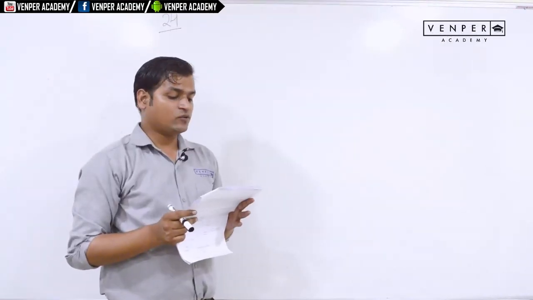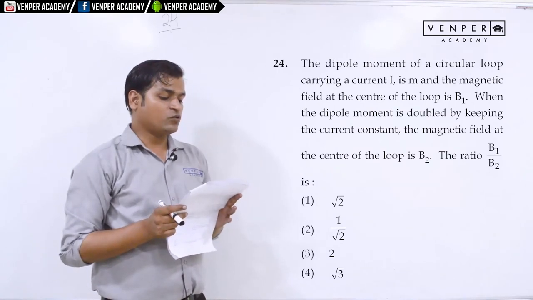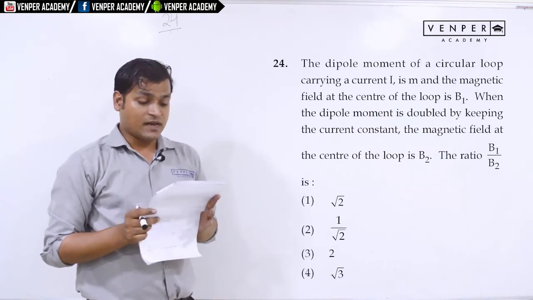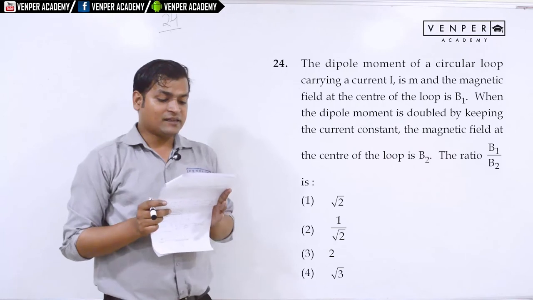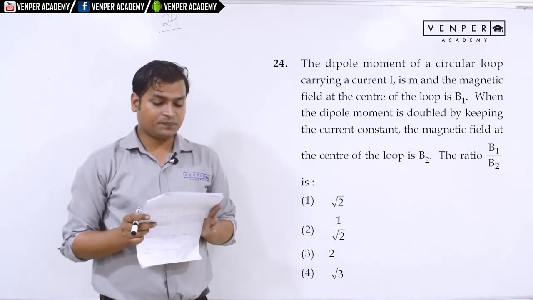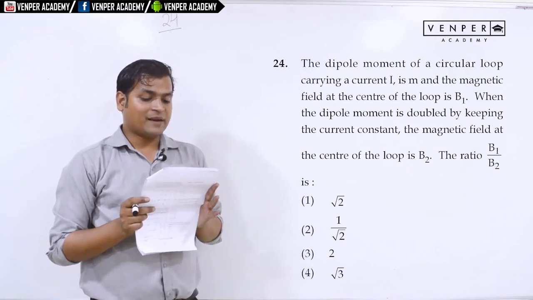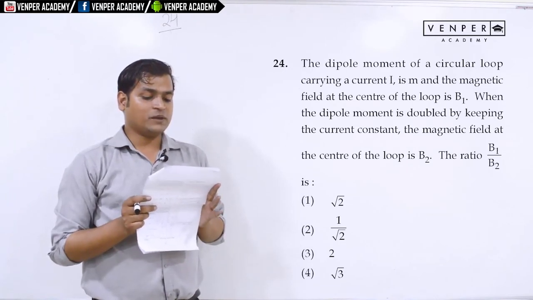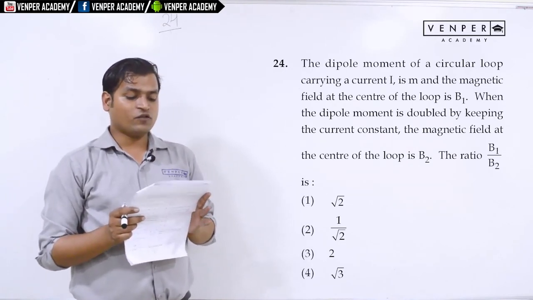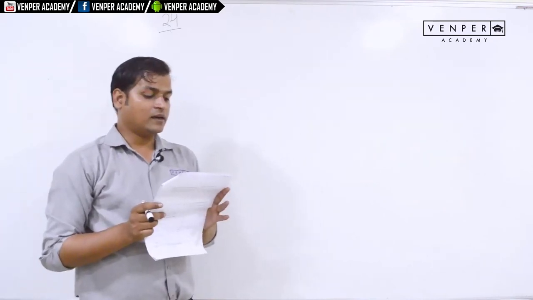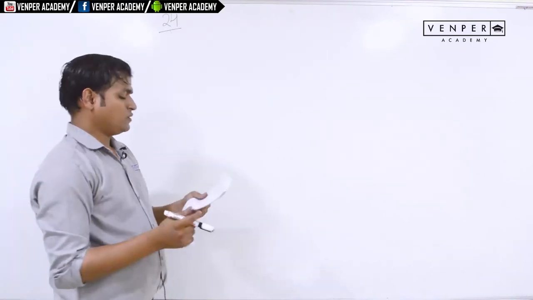Next, question number 24. The dipole moment of a circular loop carrying a current I is M and the magnetic field at the center of the loop is B1. When the dipole moment is doubled by keeping the current constant, the magnetic field at the center of the loop is B2. The ratio of B1 and B2 is... Okay, see, this question number 24 is quite an easy question.